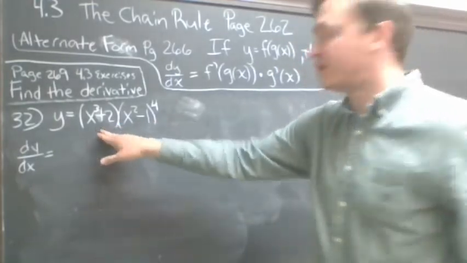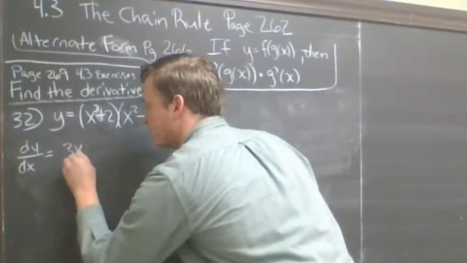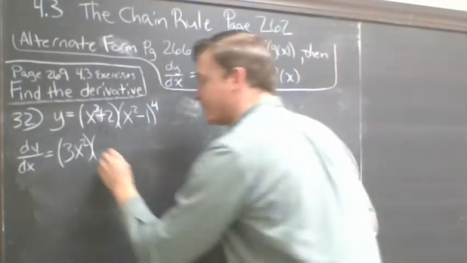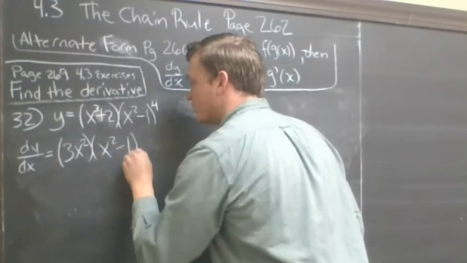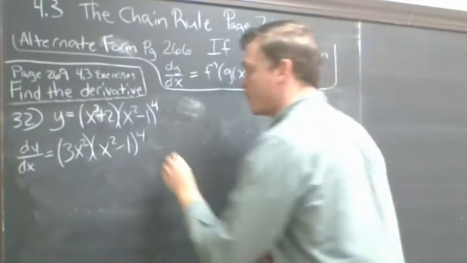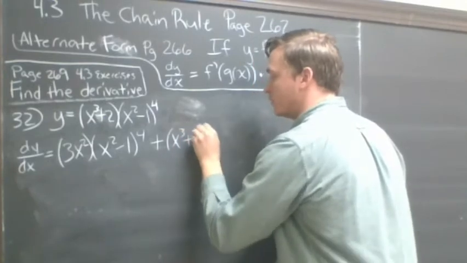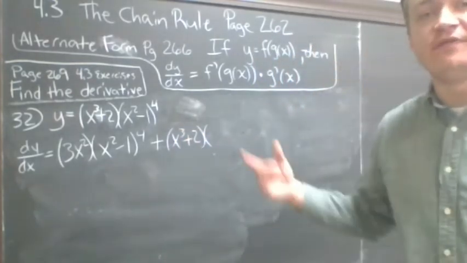The derivative of our first factor is 3x squared. And now we're going to multiply that to our second factor, x squared minus 1 to the fourth power. We will add this to our first factor multiplied to the derivative of our second.